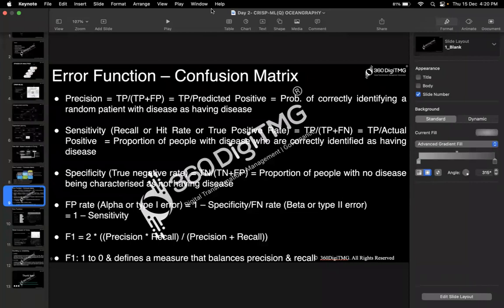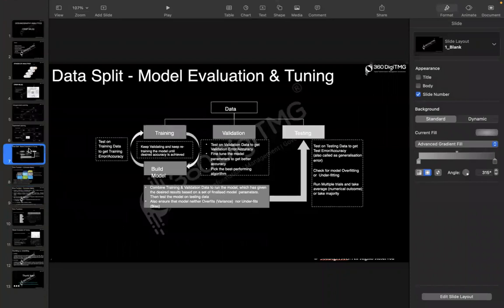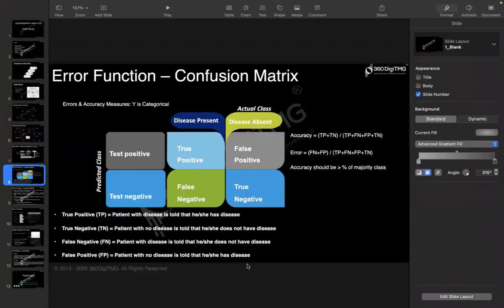So it is a table. Let me show here. It is a table that is used to define the performance of a classification algorithm.